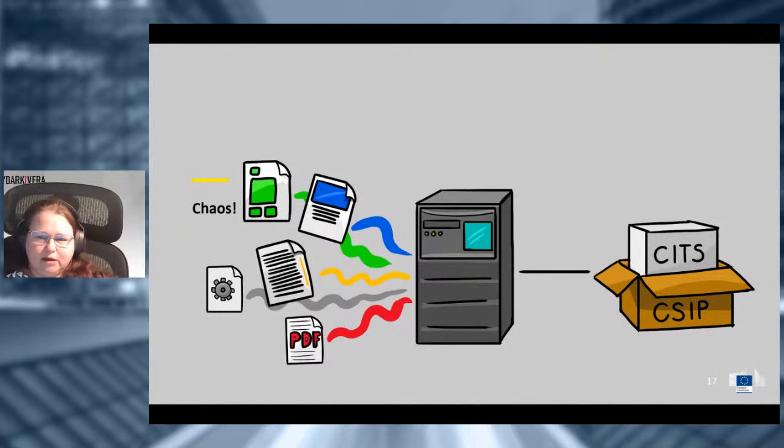So what I'm really going to talk about is the chaos. We have files of all different kinds of types, and somehow we want to have them ordered, and we want to have that black box, which gives us what we have on the right, a package with information inside of it. So we want to have the CSIP being the package, and into that one we want to have information ordered following CITS, the Content Information Type Specification. That's really what we are talking about today.